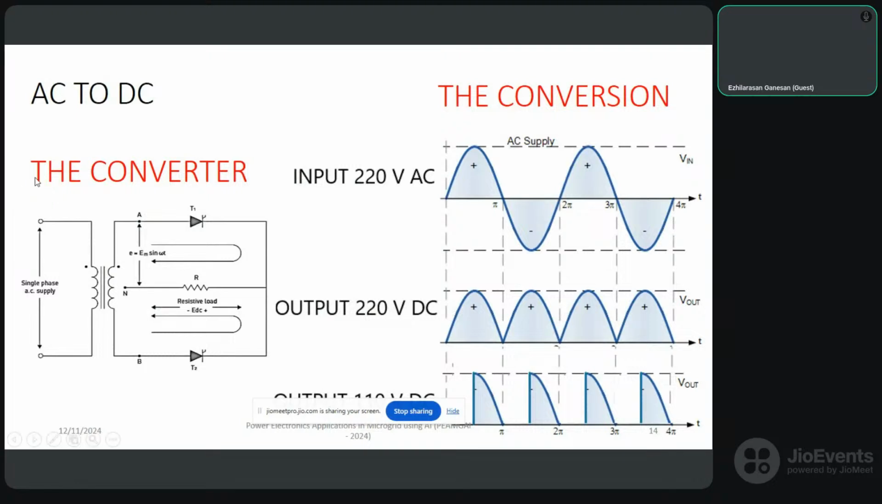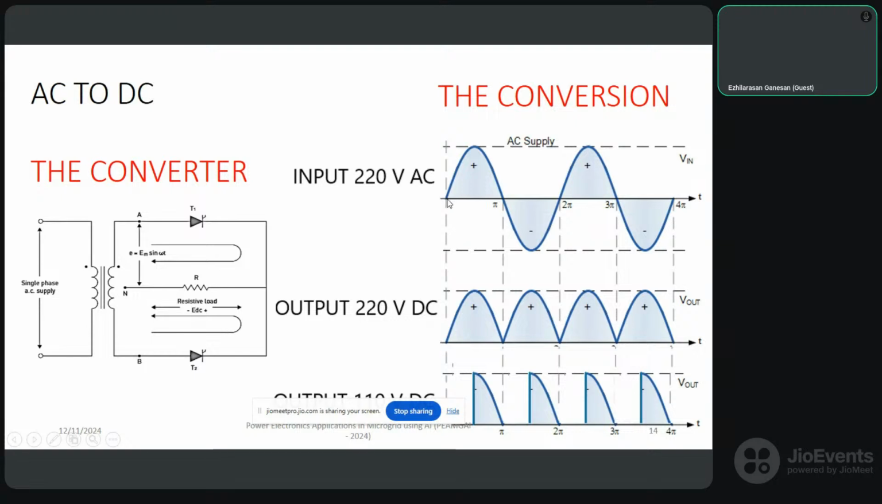Now for the people who are new to power electronics, we'll see AC to DC conversion first. In the AC to DC converter, you can see two switches, T1 and T2, connected in a circuit. This is the converter. What this converter does, you see on the right-hand side. You can see an input of 220 volt AC, a full sine waveform, and an output of 220 volt DC.